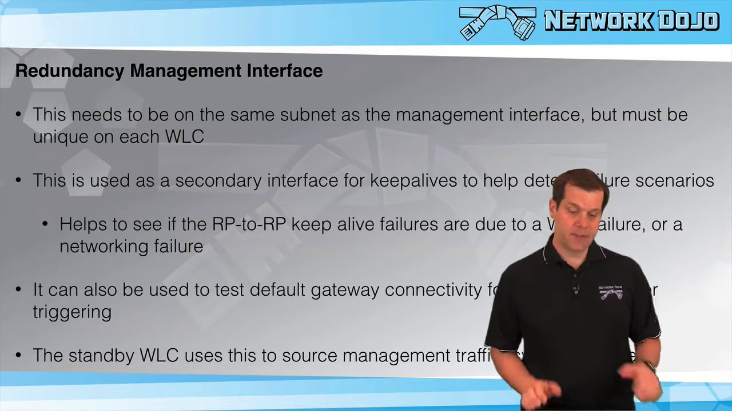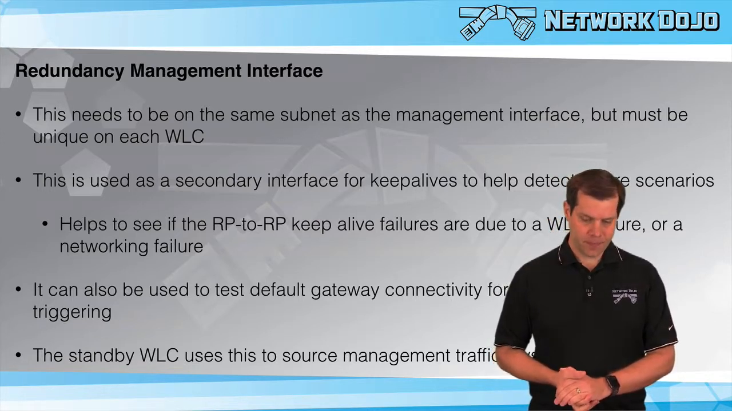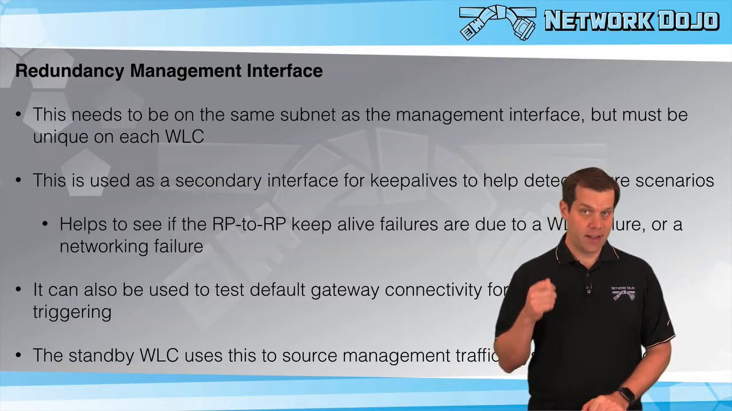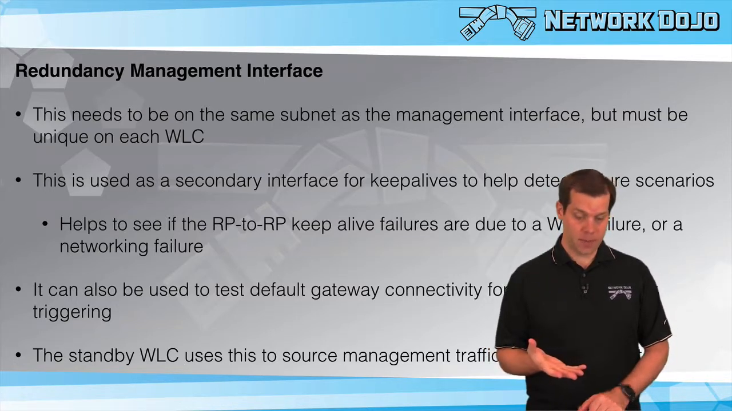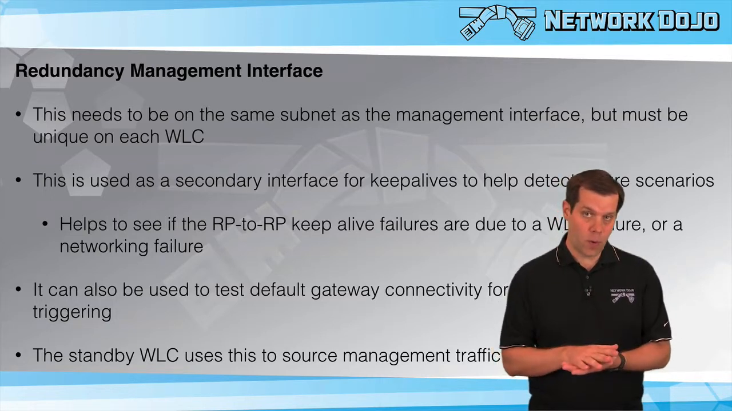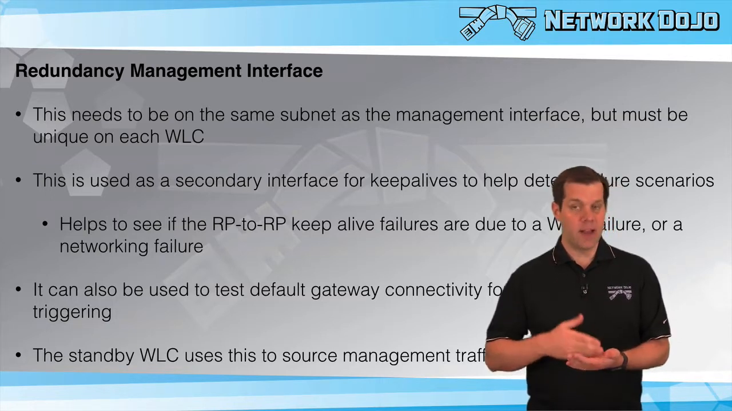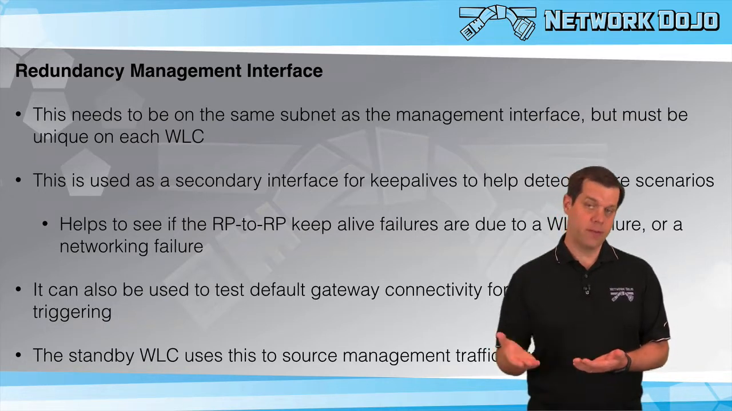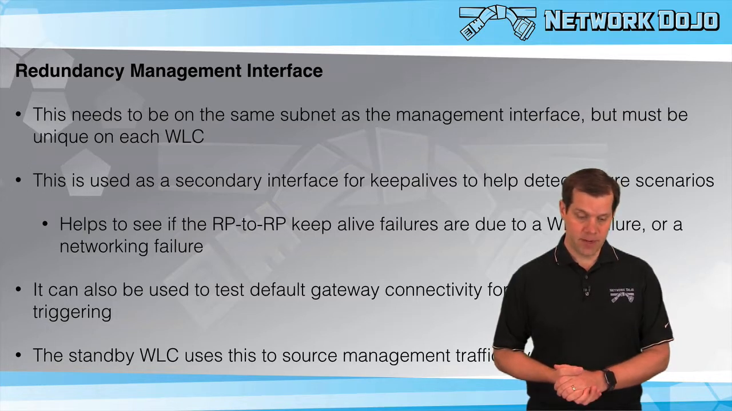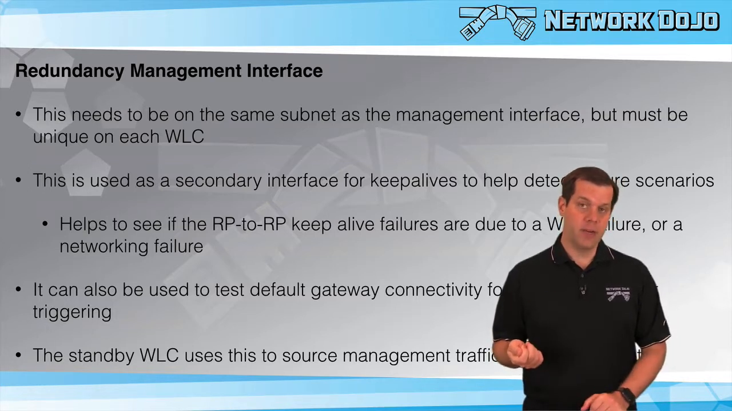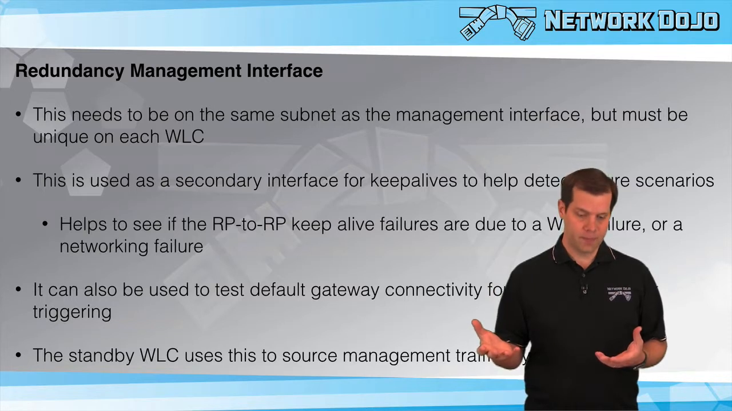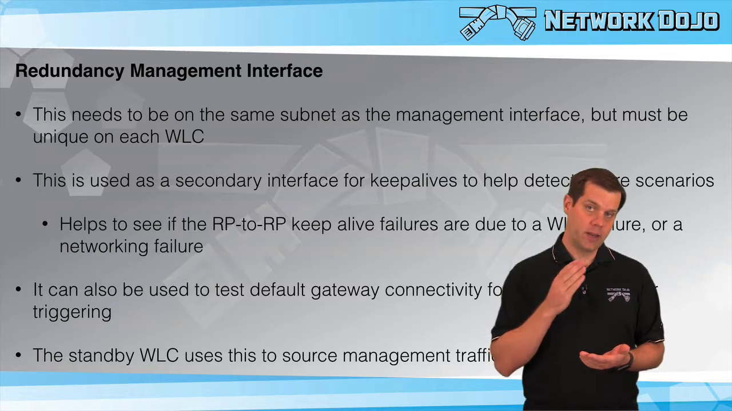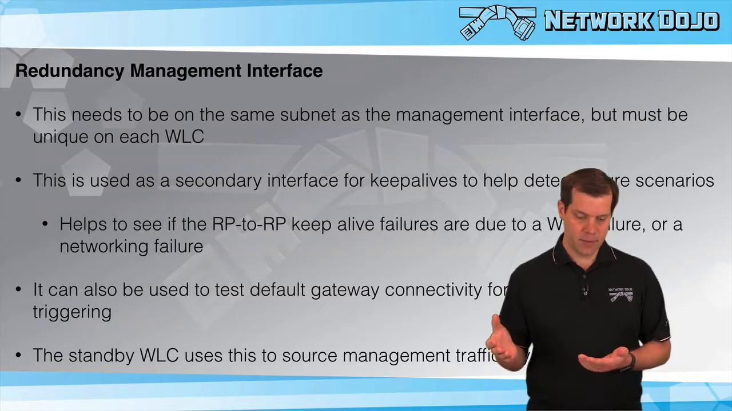So the second interface is that redundancy management interface. Now this is an interface that is going to be shared on the same subnet as the management interface of the controller. So if my management interface is on VLAN 104, my redundancy management interface is automatically also on VLAN 104. It is not configurable. It just always uses the same VLAN as the management interface. But it does need to be a unique IP address, and it's unique on both controllers, because this is another one of those interfaces that there's going to be communications between the active and the standby switch on.